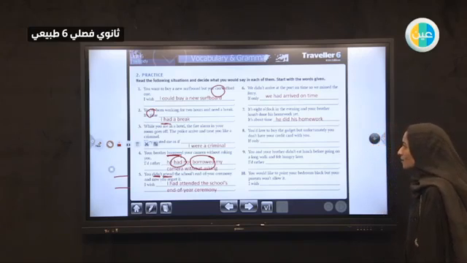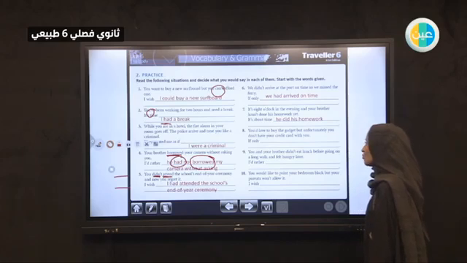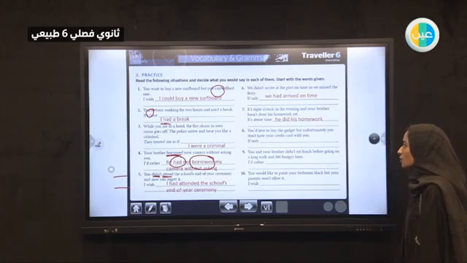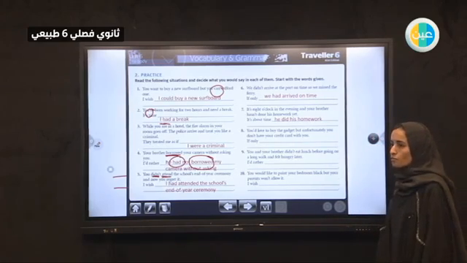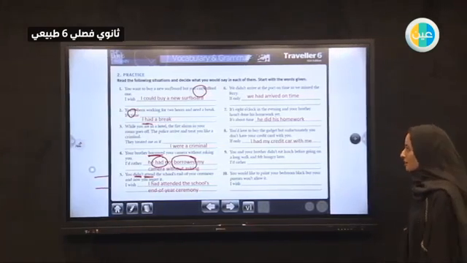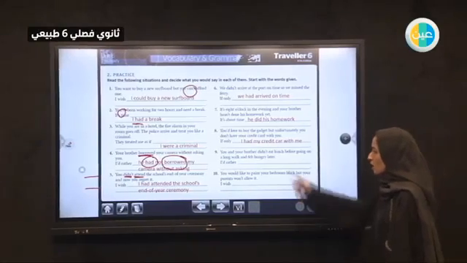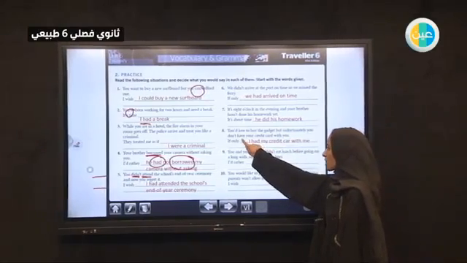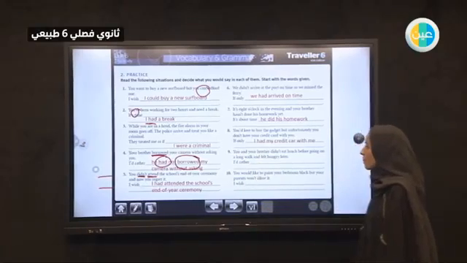You would love to buy the gadget, but unfortunately you don't have your credit card with you. Now you don't have it. If only I had my credit card with me. So have into had.